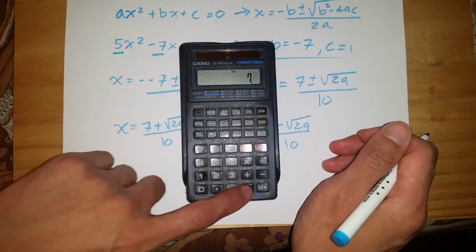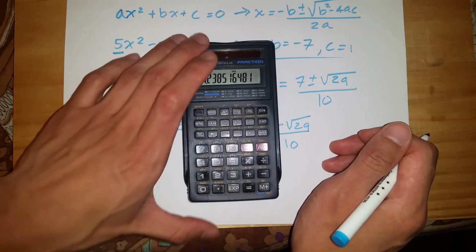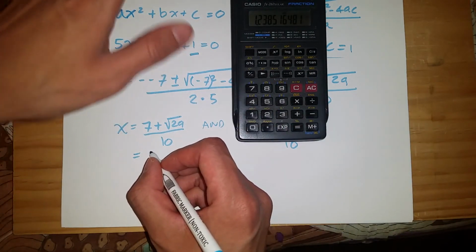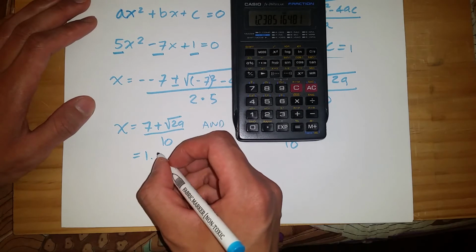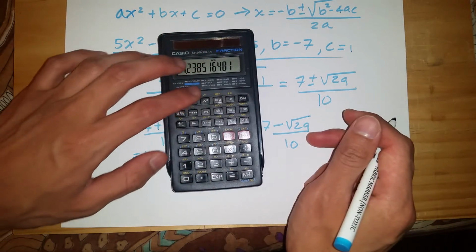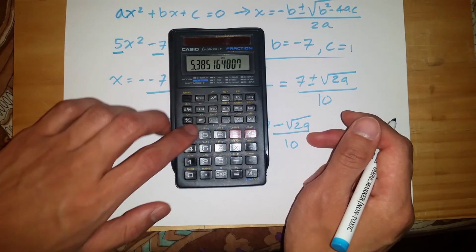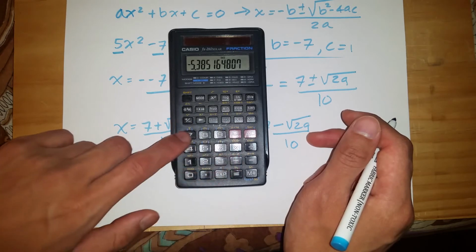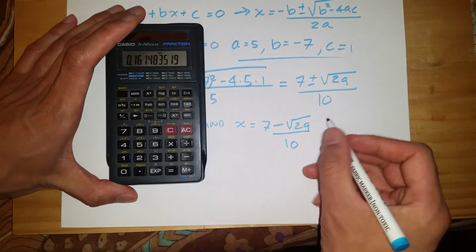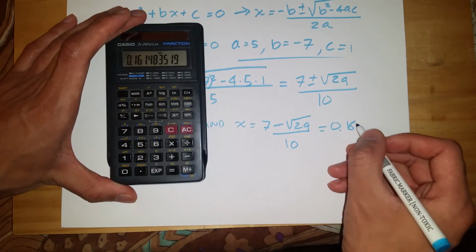The square root of 29 plus 7, divided by 10, is equal to 1.24. And then this one, 7 minus the square root of 29, divided by 10, is equal to 0.16.